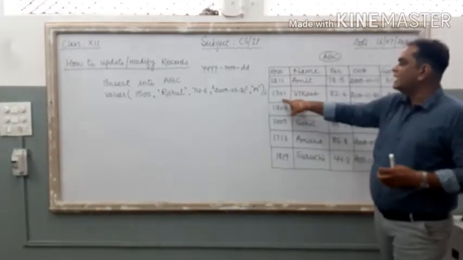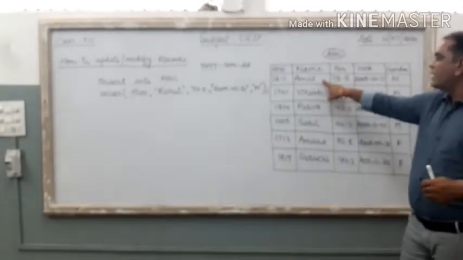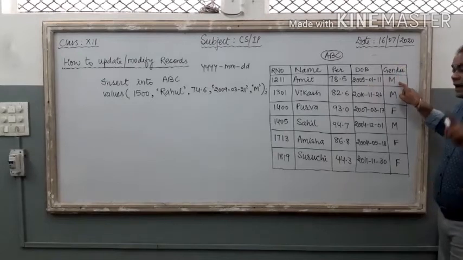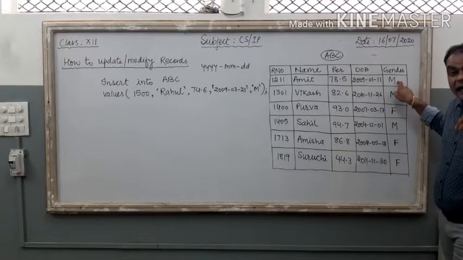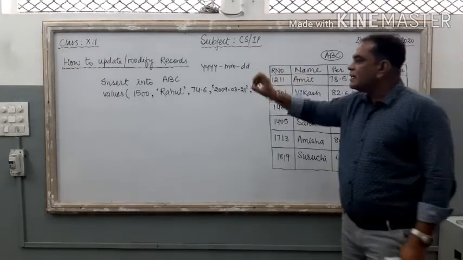Here, roll number is an integer, not a decimal value. Name is a character, or you can use varchar according to MySQL. Percentage is a float. DOB is in date format. Gender is character 1. Here the width of this column is 1, and the column is related with character or varchar. Clear? Now, this is the insert into command.